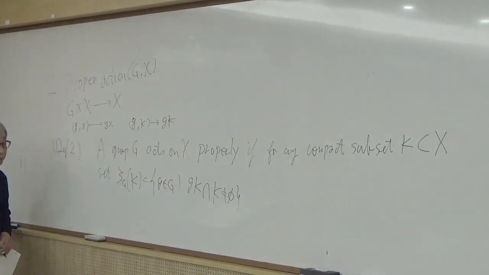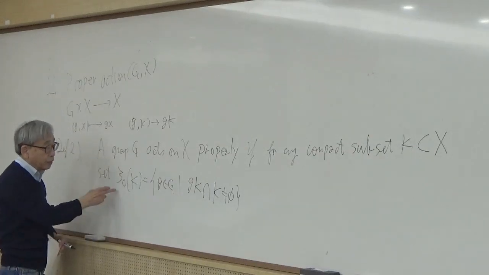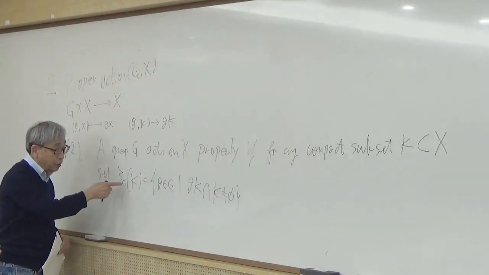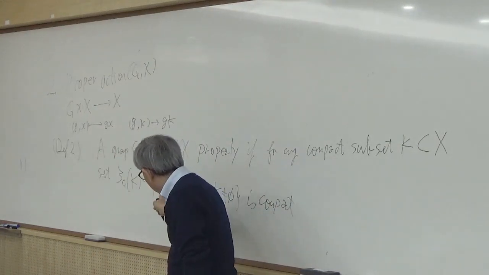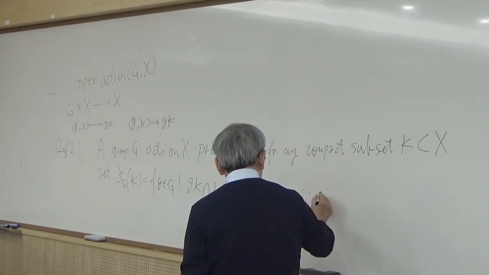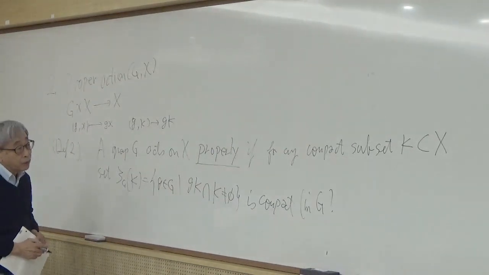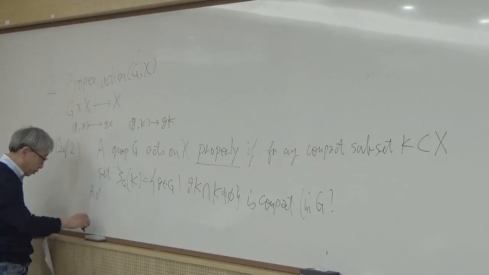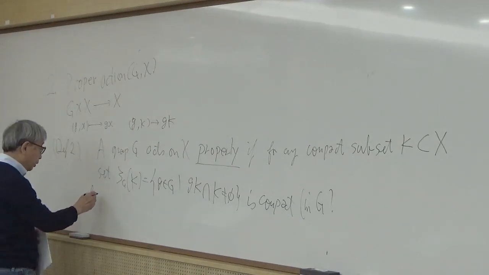This is a set of g such that gK intersect K is non-empty. For such g, the set G_K is compact. This is inside G, so compact in G. So the group action is a proper action if for any compact set, this set is compact. Similarly, I take a discrete group.